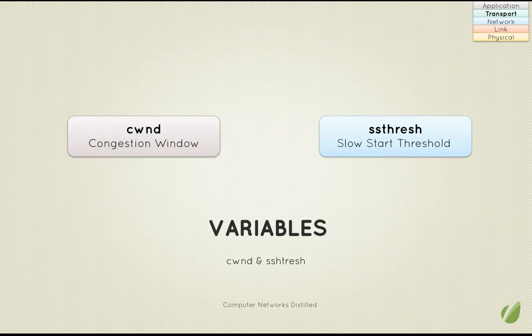The other variable is the slow start threshold. The slow start threshold is a number that represents the speed at which TCP will stop aggressively increasing its send speed and more conservatively increase its transmission speed.